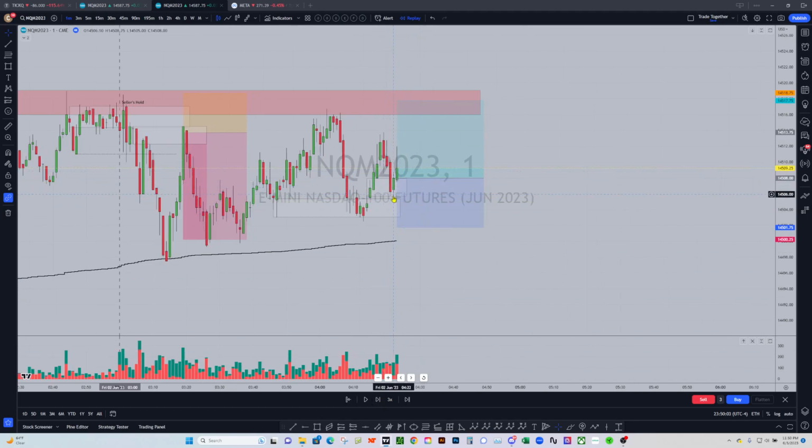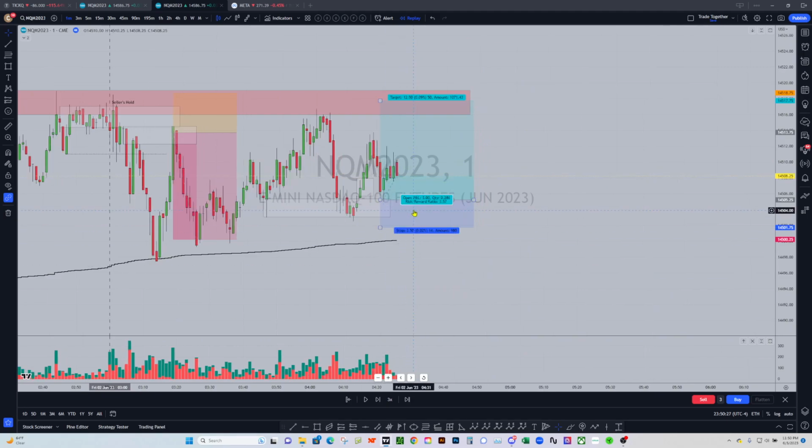So you can see how we pull back right into the imbalance, which is exactly what we want to see. Even if we were to enter off of this small buyer's hold level, that'd be a better entry where we increase our ratio from 1.5 to almost 3.5. So it'd be a good trade to get a setup. And these are where you would put limit orders.